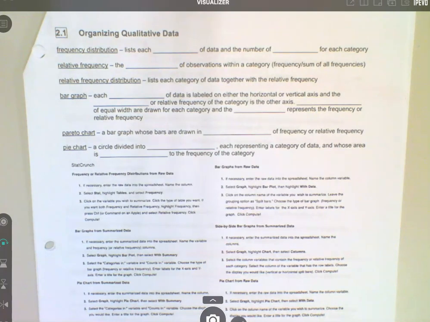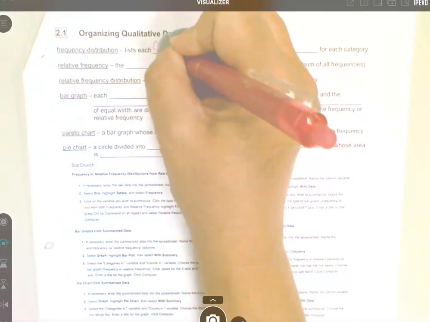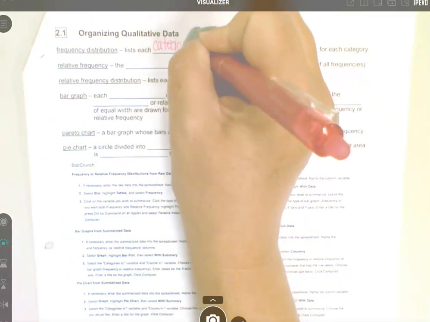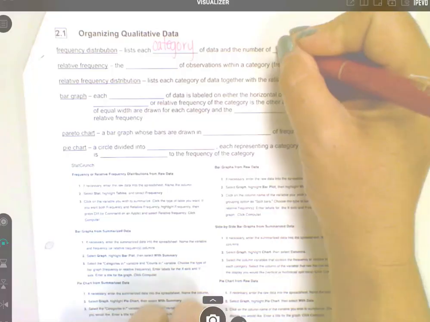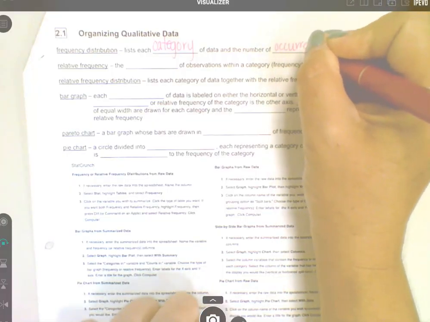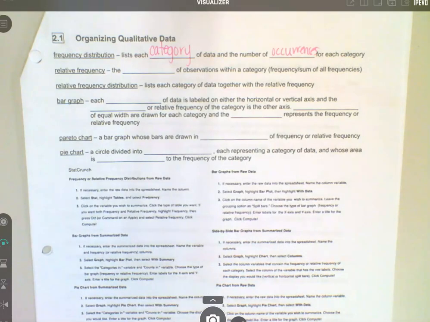So the different types of organizers that we're going to look at, first is a frequency distribution, which lists each category that we have of data and the number of occurrences or individuals for each category. So let's say we're trying to display data about eye color. The various eye colors would be listed, and then how many of each of those eye colors occurred would also be listed for every single category.